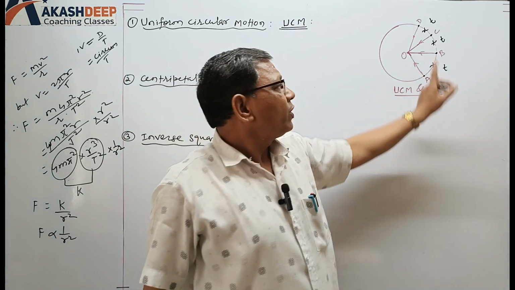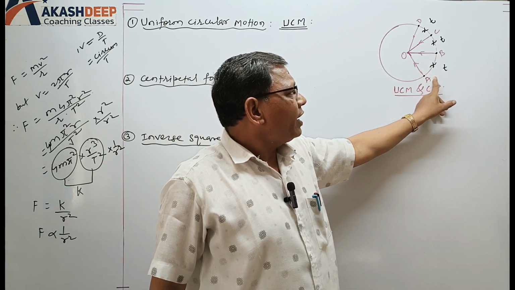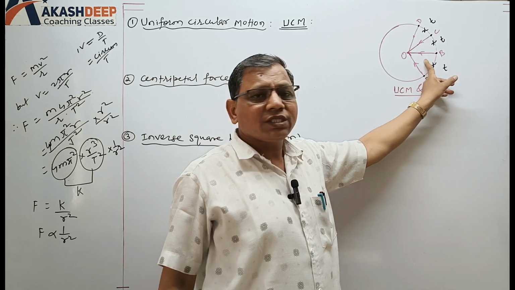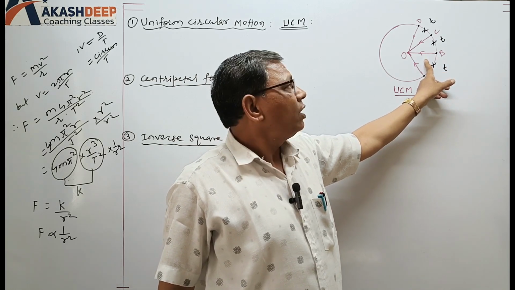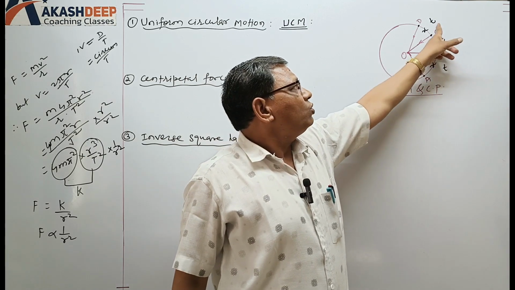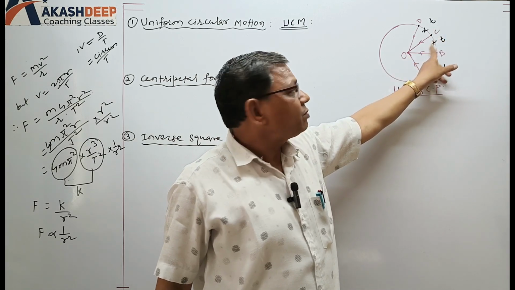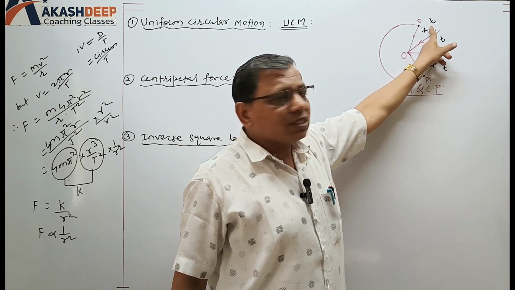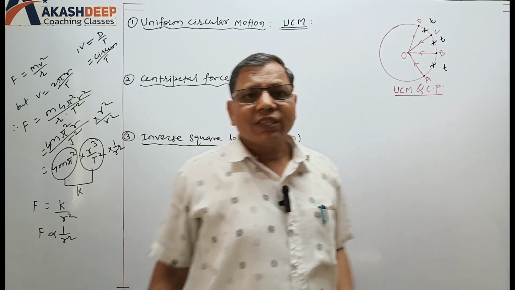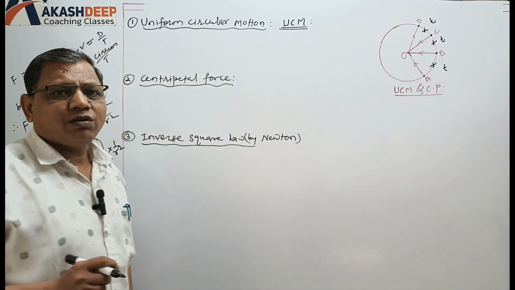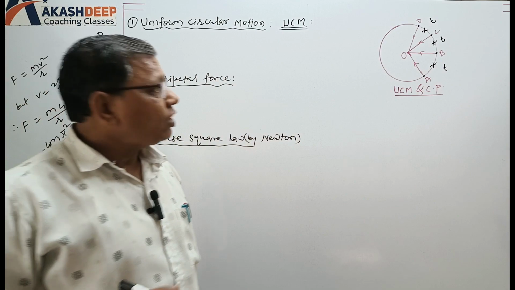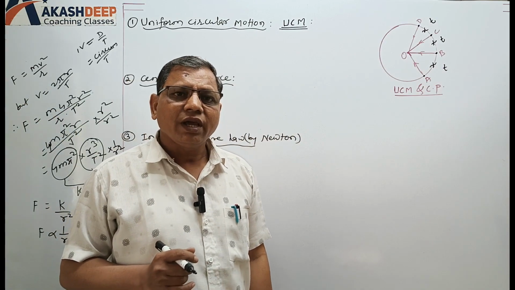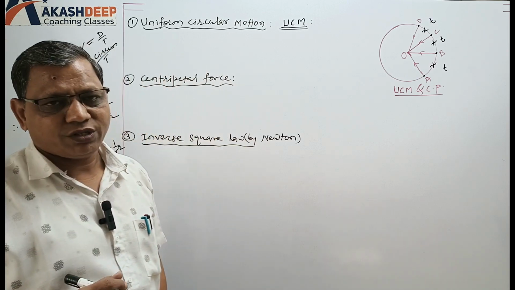See once again. Suppose object is at A initially, reaches to B in time t and covers distance equal to x meter. Now from B to C it covers distance x meter in time t. From C to D it covers distance x meter in time t. That means in each equal interval of time the object is moving equal distance. That means it is in the uniform motion.